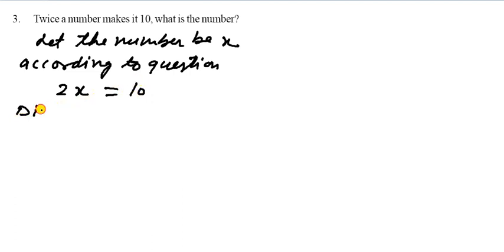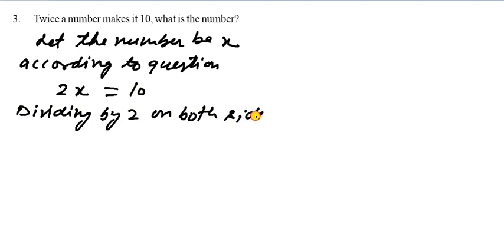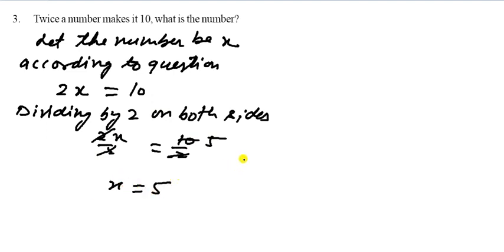Now dividing by 2 on both sides. So it is 2x upon 2, and here is 10 upon 2. 2 ones are 2, and 2 fives are 10. So x will be equal to 5. So the number is x, so you can write here, number is equal to 5. So that one is your answer.